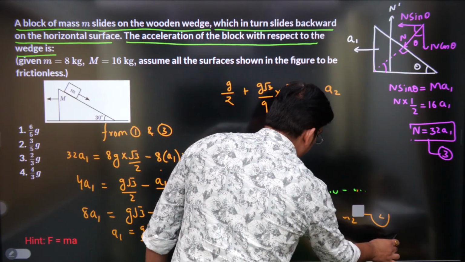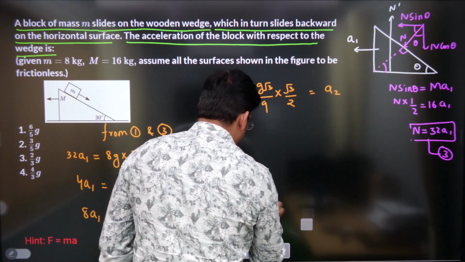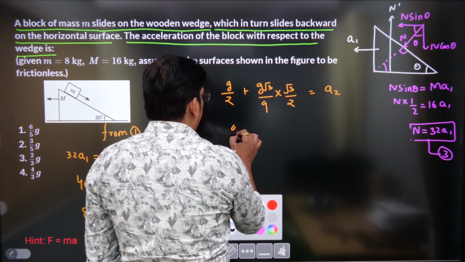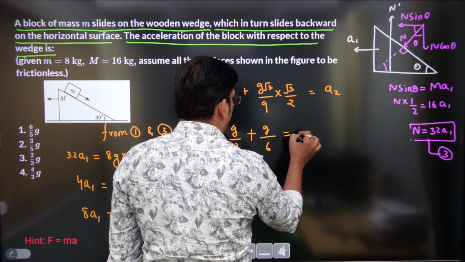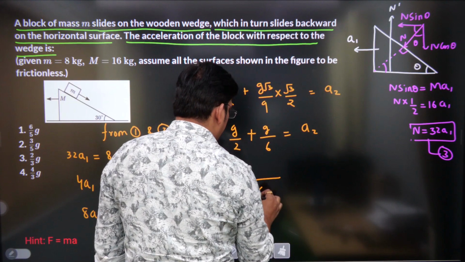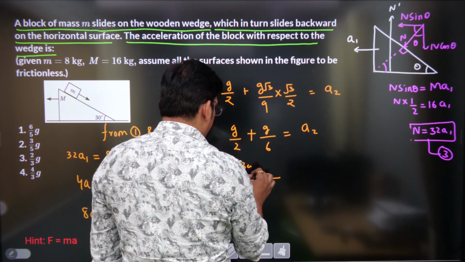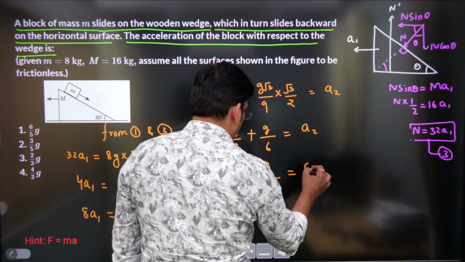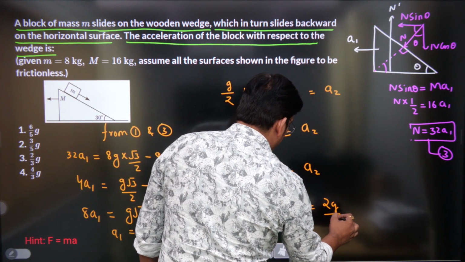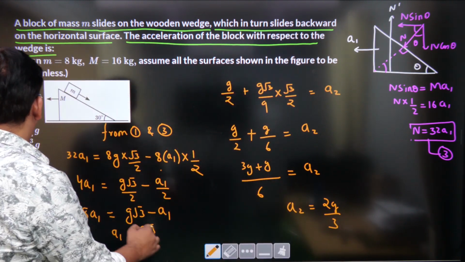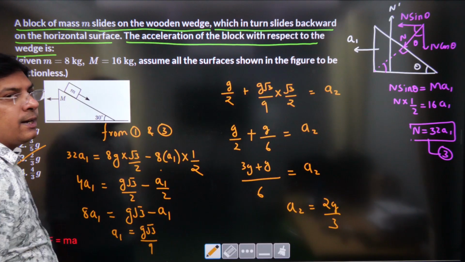So dear students, let us solve the question further here. This is coming out to be g by 2, this is coming out to be g by 6, this is a2, we'll take the LCM now. This would be 3g plus g equals a2. I'm getting the value of a2 as indeed 2g by 3. So option 3 is surely going to be the right answer for us.